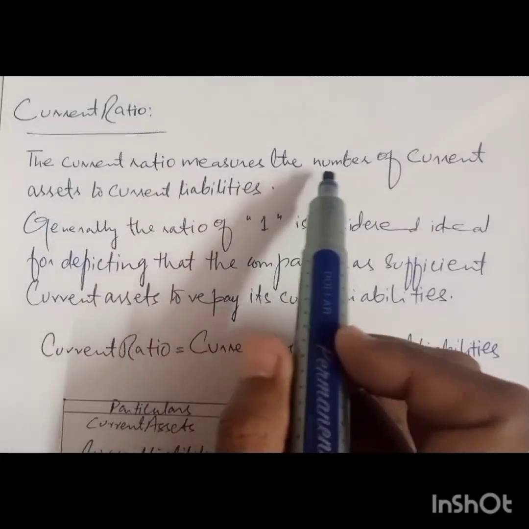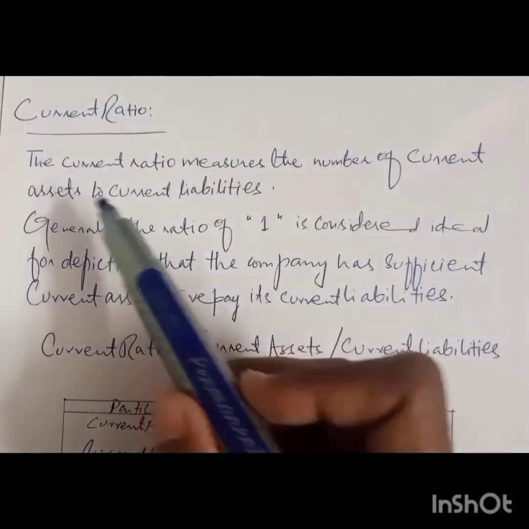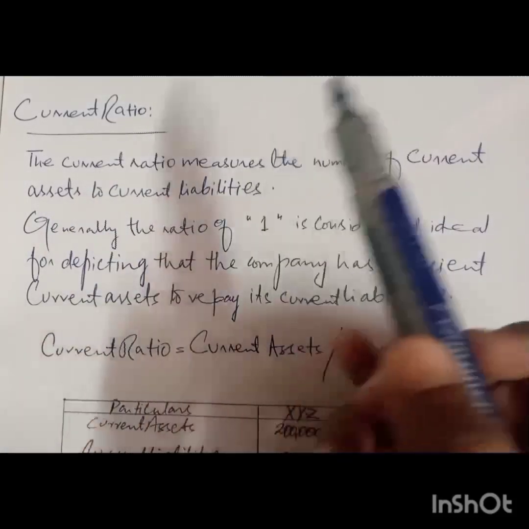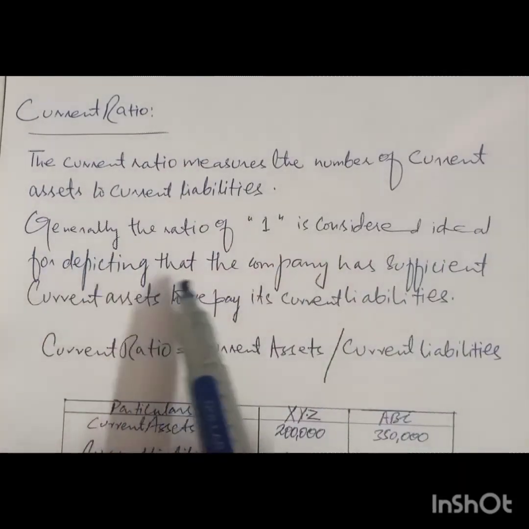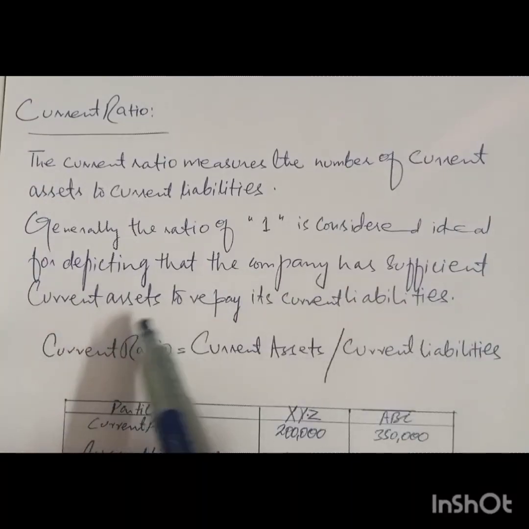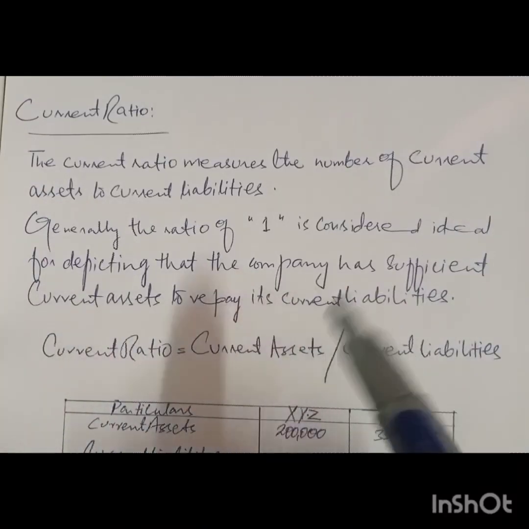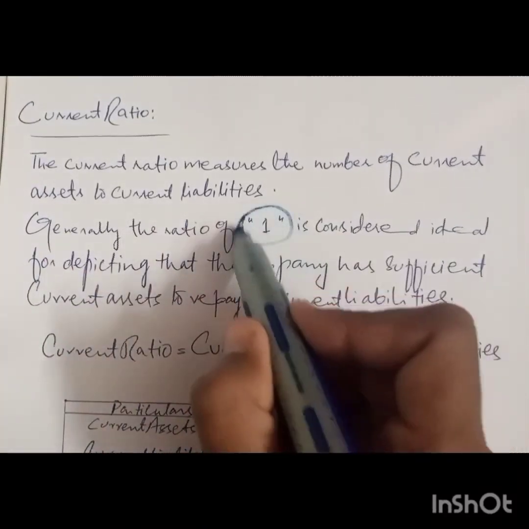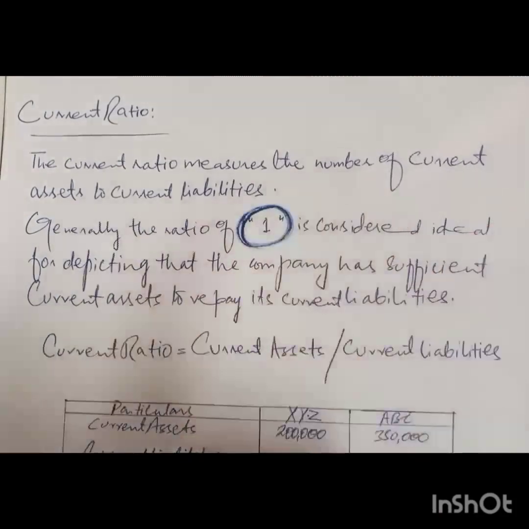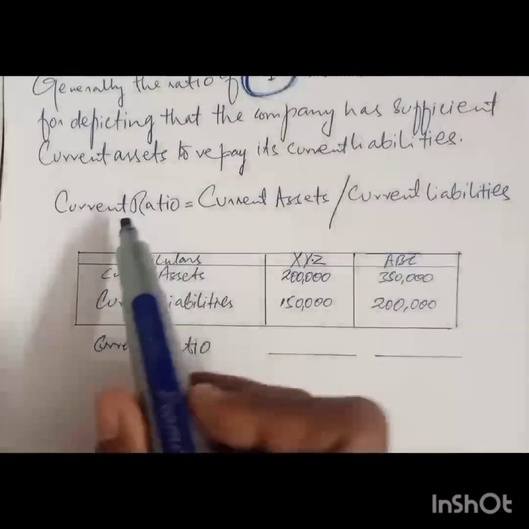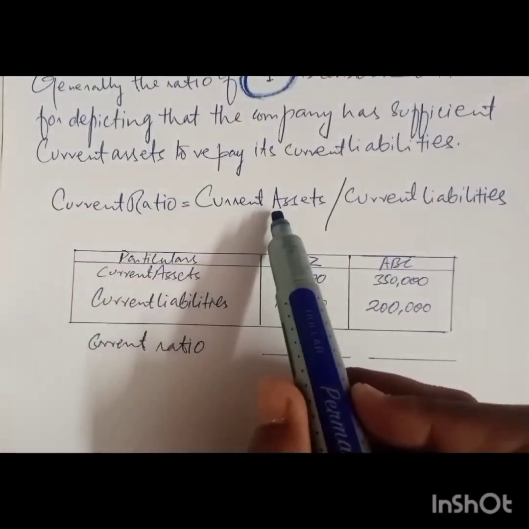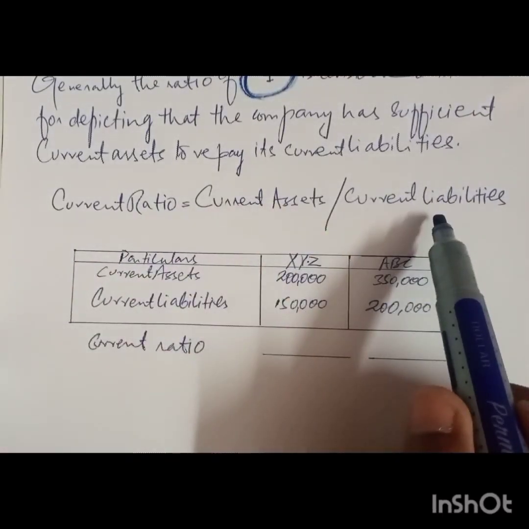The current ratio measures the number of current assets to current liabilities. Generally, the ratio of 1 is considered ideal for depicting that the company has sufficient current asset to repay its current liabilities. Okay, ratio 1 is considered ideal. So the formula, as I told you, current ratio is equals to current assets divided by current liabilities.